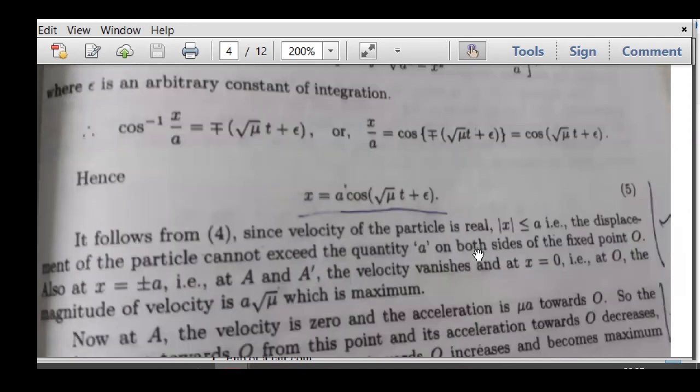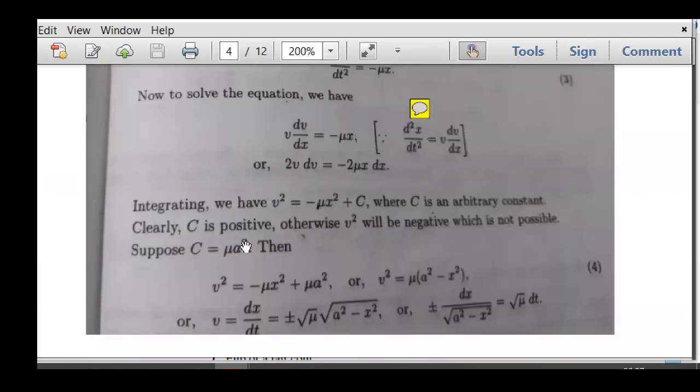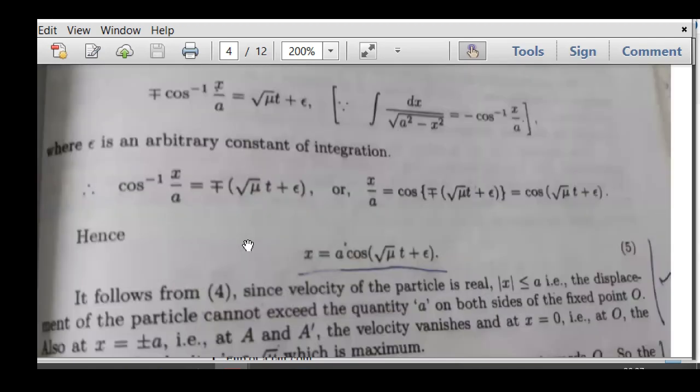First and foremost, what we can say from equation 5 is the modulus of x. Mod x is mod of this quantity, but cos is a bounded function, that means its value is less than or equal to 1, so mod x is less than or equal to mod a. Now you see why we have suddenly taken this C equal to this form. Whenever we are performing a simple harmonic motion, it is going to run over a specific range. That range is this value a. So mod x is less than or equal to mod a.